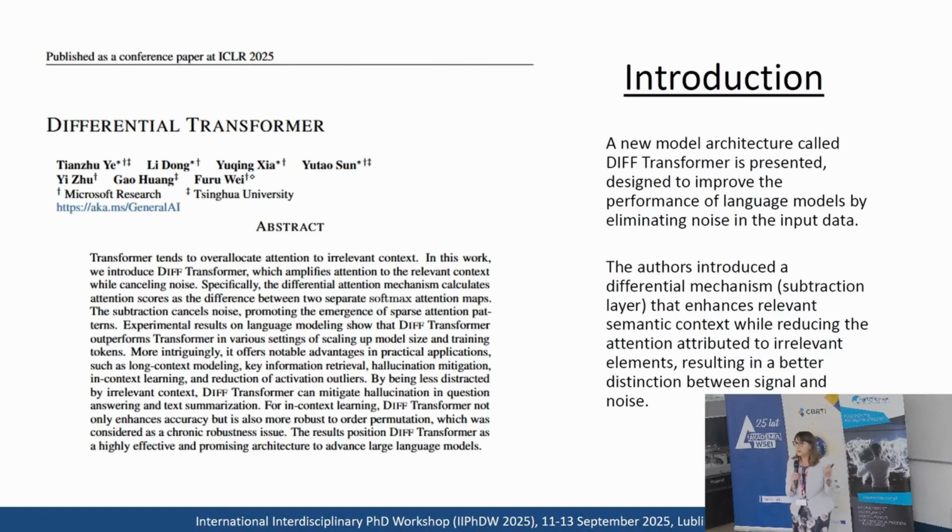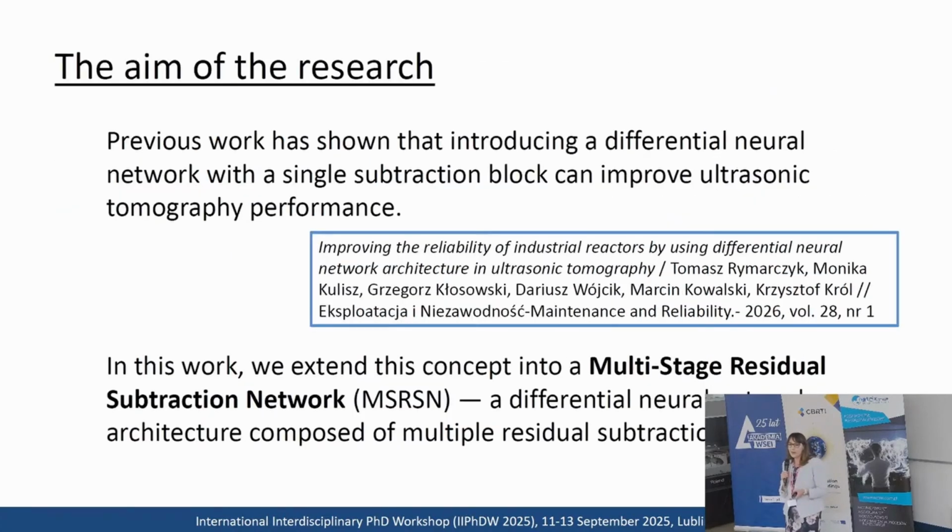And we thought, because here they use it for language models, what would happen when we use it in tomography? And we tried to do it. So as input data, we use not text, but time of flight measurements. In our previous work, where we introduced this differential neural network but used only single subtraction blocks, we already published it, about 1 month ago. And here you can see this publication.